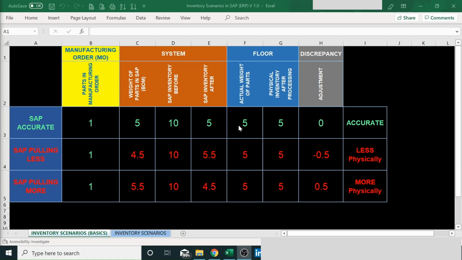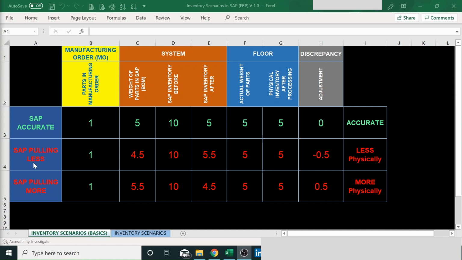So now, what do we have on the floor? On the floor, we're saying, yeah, the actual weight of the part is 5 pounds. And what we get left, inventory left after we produce that part, after we consume that raw material, is 5. So we have to do zero adjustment. It's just accurate. Dead center accurate. It's never going to happen because we're always going to have variations, but we're not going to get into that. I mean, that's kind of expected at the end of, let's say, the year. But this is just for illustration purposes.